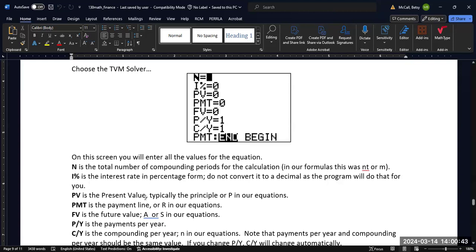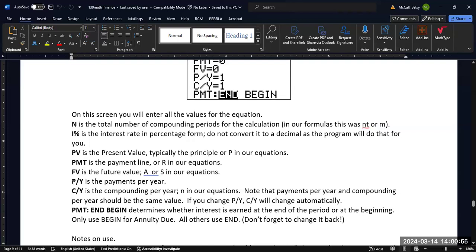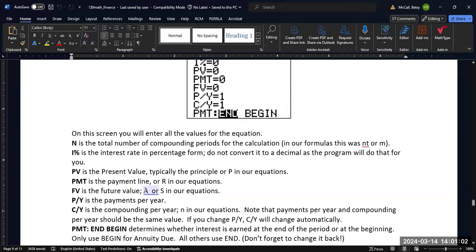PV is the present value. Typically that's the principal in most of our equations. PMT is the payment. In our payment formulas, that was represented by an R. Future value is usually either A or S depending on the formula. So it stands for the amount, or the amount in savings, or the sinking fund amount, whatever you want to think of it as. And then PY is the payments per year, and CY is the compounding per year.